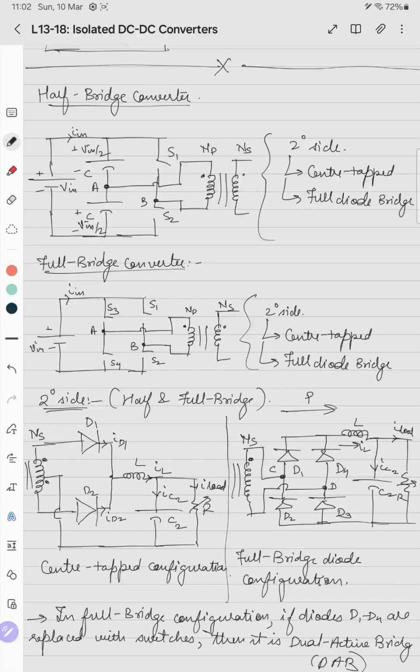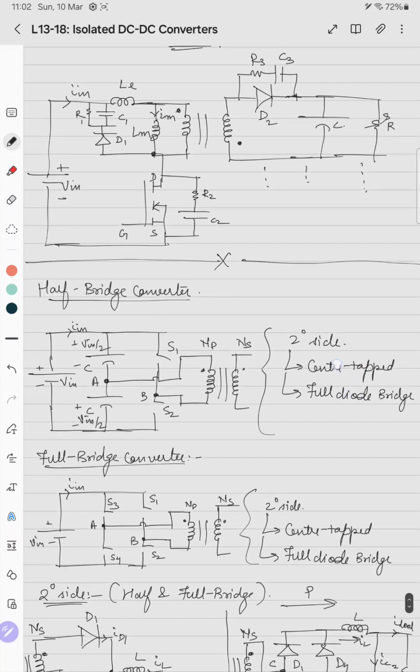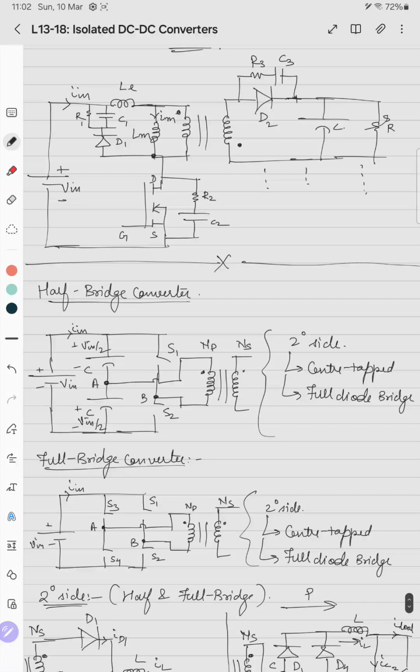This means the steady state relation between output and input is D times NS by NP into Vin. The DC transfer function is D into NS by NP, and the value of D max was 0.5. So you can select the rating of the secondary based on the turns ratio also. But it is a buck derived converter. Only the flyback converter is a buck-boost derived converter.